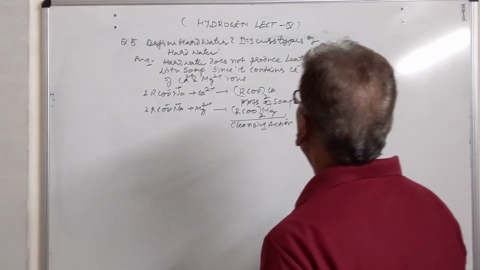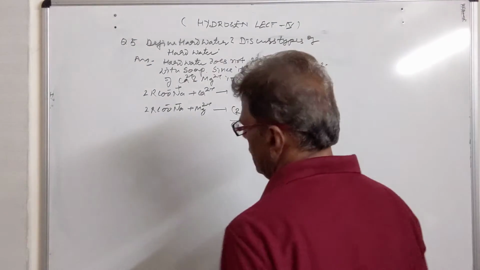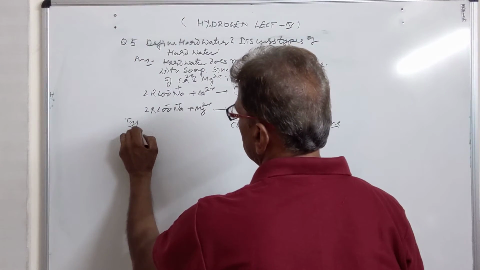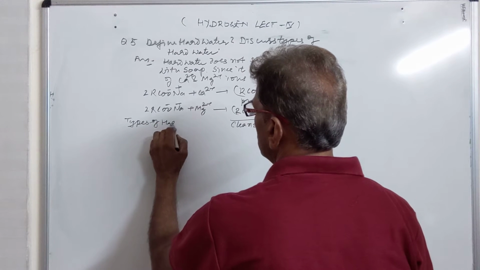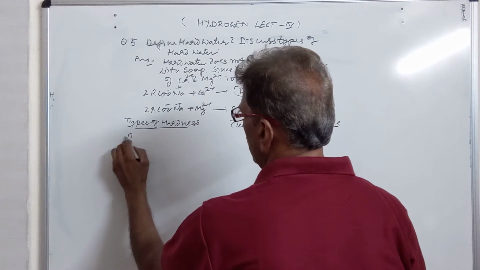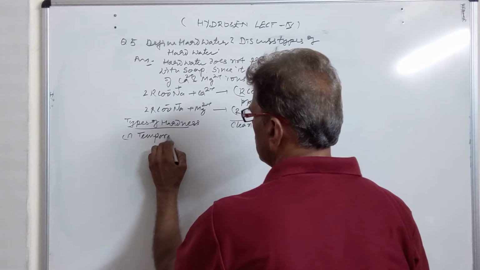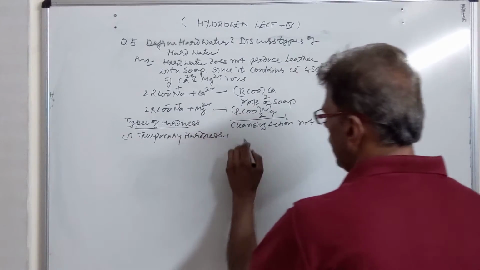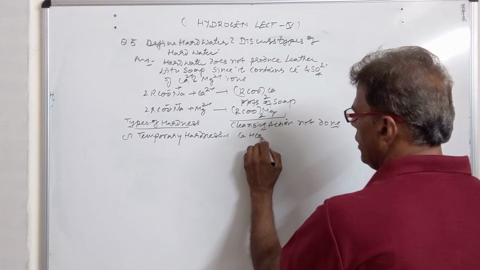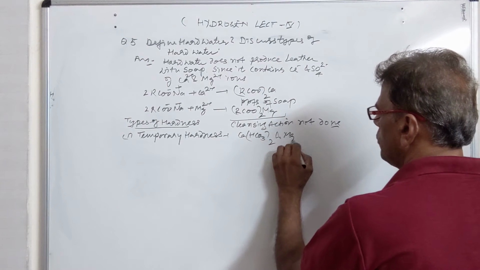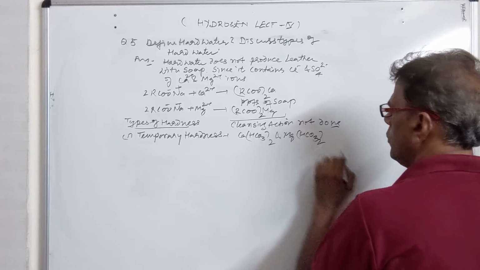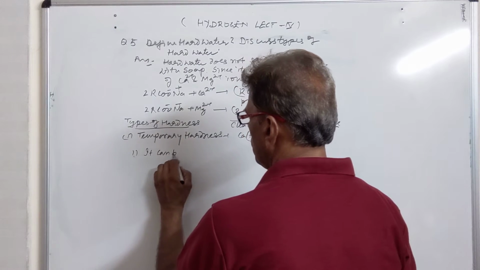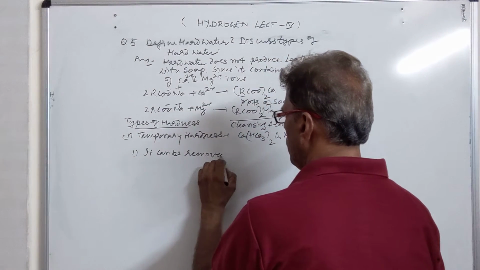It cannot be cleaned. So, how is this hardness to be removed? We'll see that. First of all, we see the types of hardness. We have two types of hardness. Number one is temporary hardness. It is due to the presence of bicarbonates of calcium and magnesium. It can be easily removed by boiling.